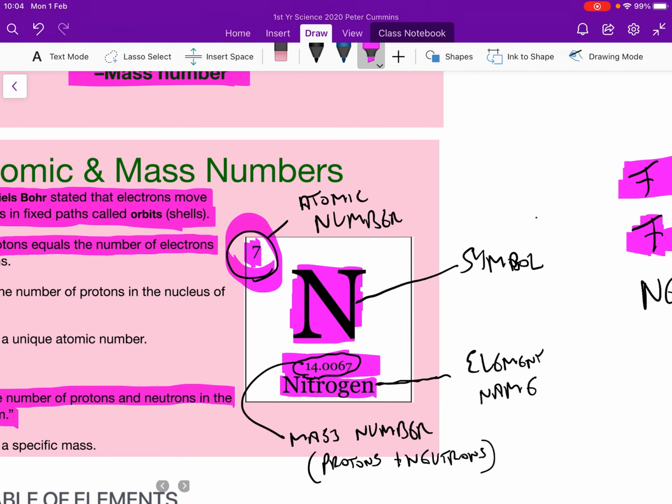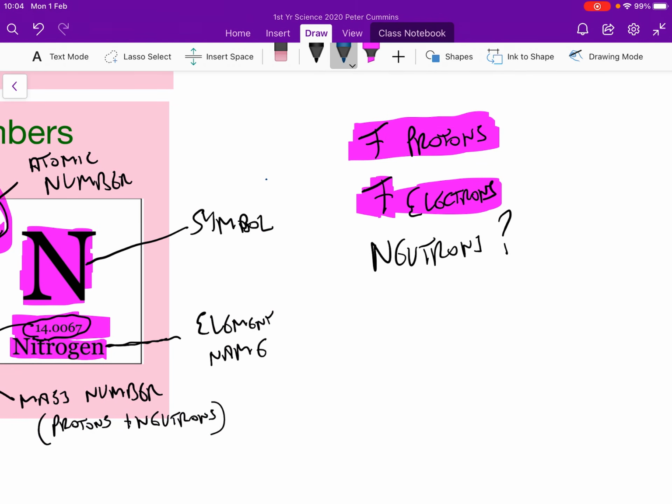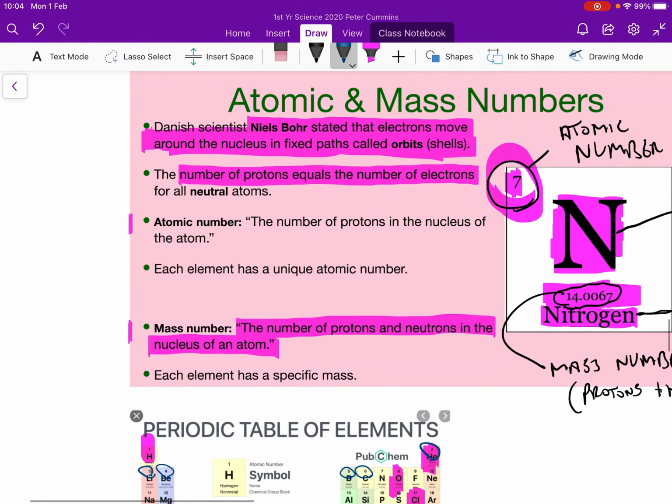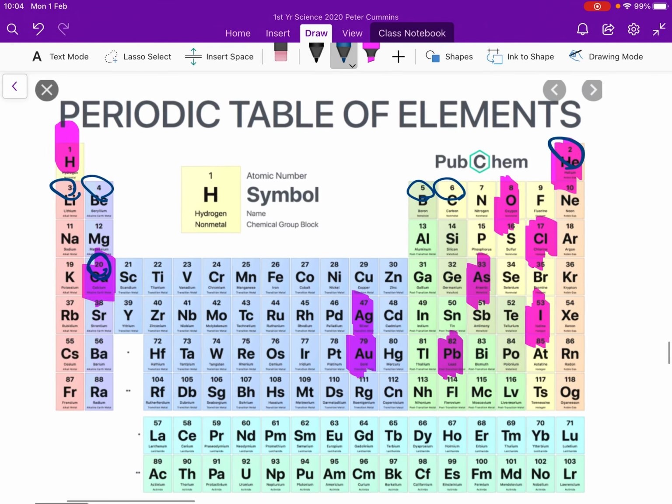So if the mass number of nitrogen, as we said, is 14, we can work out the number of neutrons. Because that number gives us the amount of protons plus neutrons, we can do a little sum. If there's 14 protons plus neutrons, and we know there's 7 protons, we just take that away, and that will tell us that there are also 7 neutrons in the element. So we're going to do a couple of those in a moment, okay?